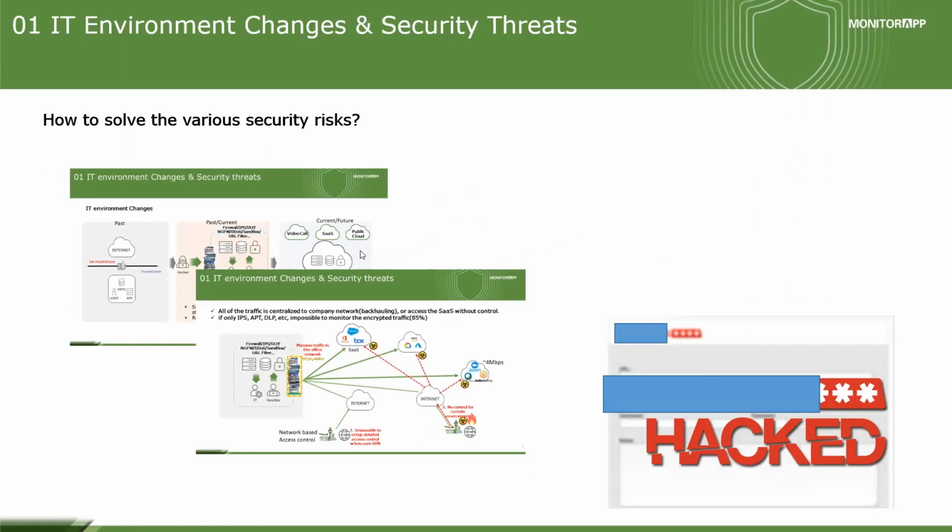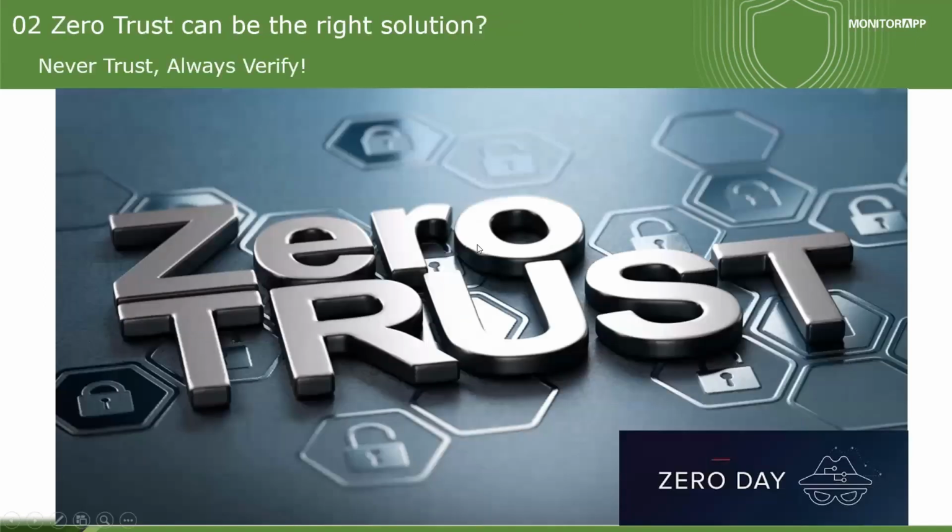Then how do we reduce security risk and security incidents? We think the right solution will be zero trust. The motto of zero trust is never trust, always verify. And I guess you are familiar with the 0 day. Here, the 0 day and zero trust, the meaning of zero is a bit different. In the case of zero trust, the meaning of zero is never or no.